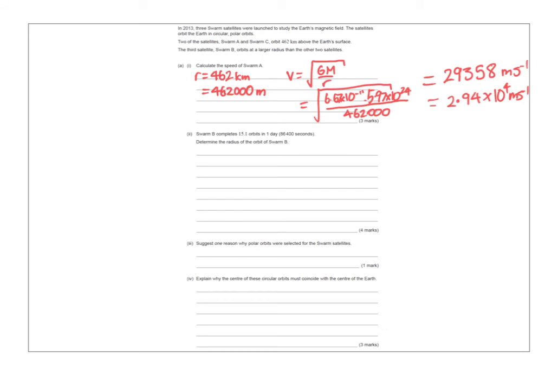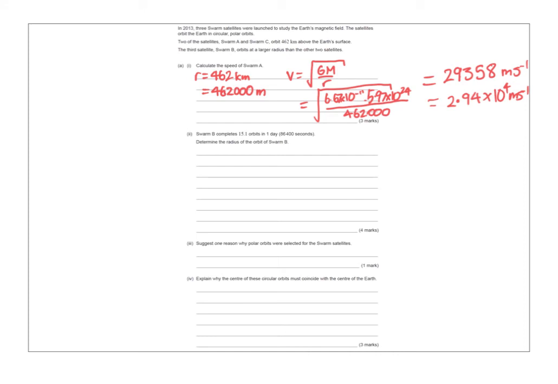Okay, swarm B completes 15.1 orbits in one day, and the one day is 86,400 seconds, so you don't need to work that out. Determine the radius of the orbit of swarm B. So, a couple of ways that we could go here, I suspect, just going through in my head. We'll do that working out over here.